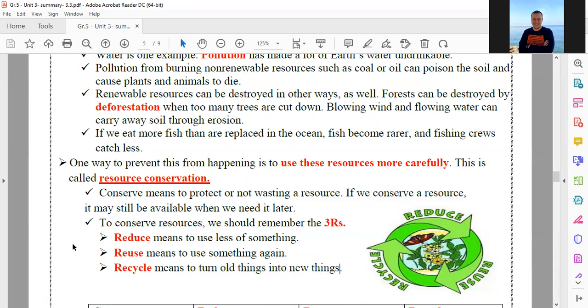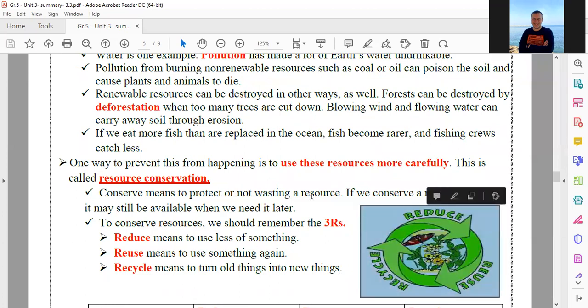So again, to conserve a resource, we should remember the 3 R's, which are reduce, reuse, and recycle. Reduce means use less of something. Reuse means we will use it again. Recycle means we will turn the old things into new ones to use again. These are the 3 ways to conserve or protect resources: reduce, reuse, and recycle.